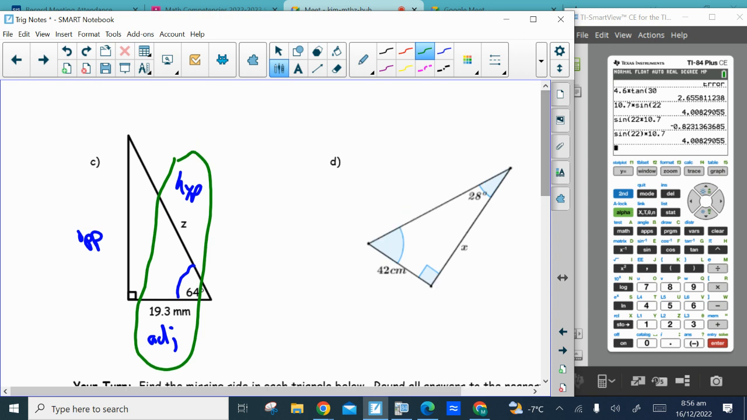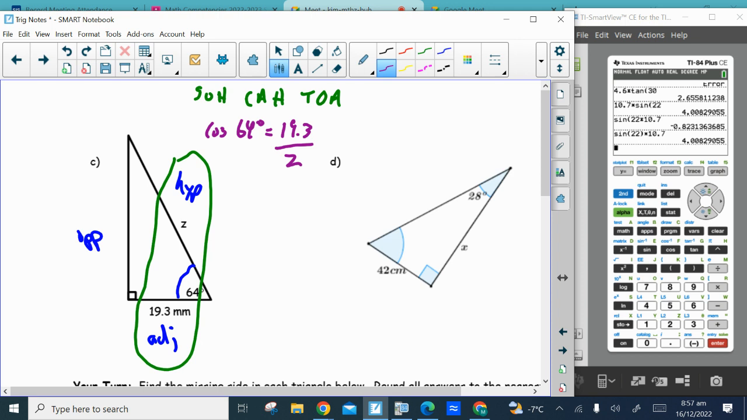And SOHCAHTOA tells us that the cosine uses adjacent and hypotenuse. Those are the two sides we must use here, the adjacent and the hypotenuse. So we must use the cosine. The cosine of the angle, which is 64 degrees, equals, and again, the CA part tells us it's A first, H second. Adjacent on top over hypotenuse on the bottom.